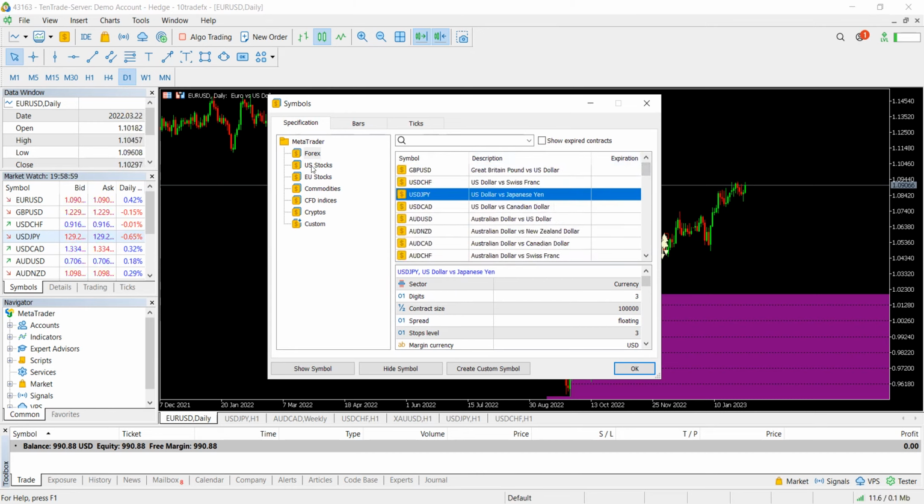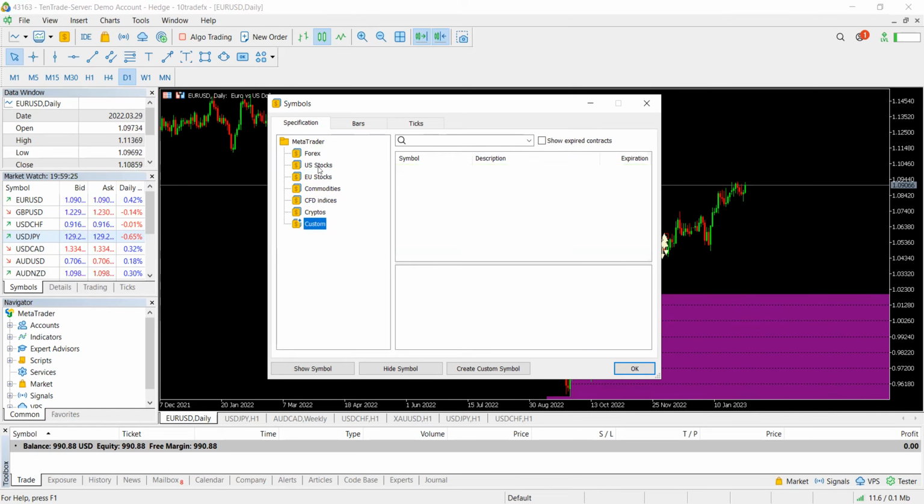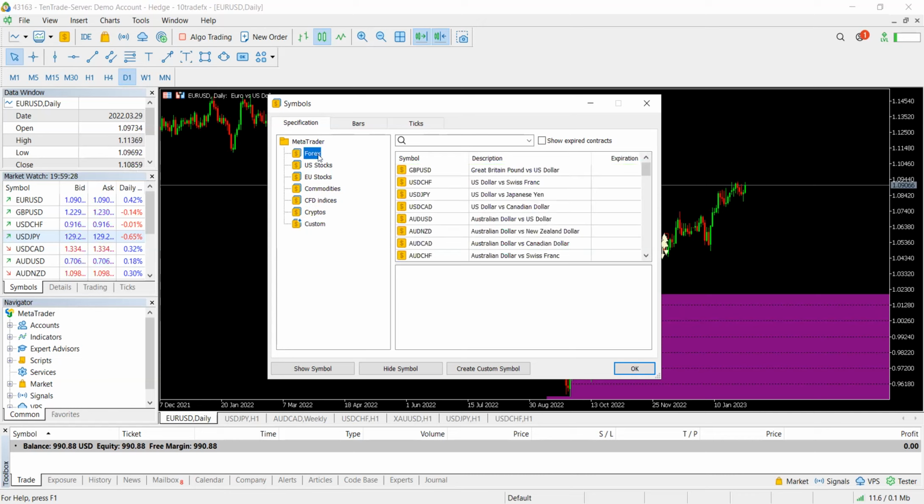On Forex, you can see here you have US stocks that you can trade. Remember that I told you that TenTrade also allows you to buy stocks and cryptos as well. So US stocks, right? You have EU stocks, you have commodities over here, you have CFD indices, you have cryptos that you can buy and sell. Okay, good. So let's just stick to the Forex tab.